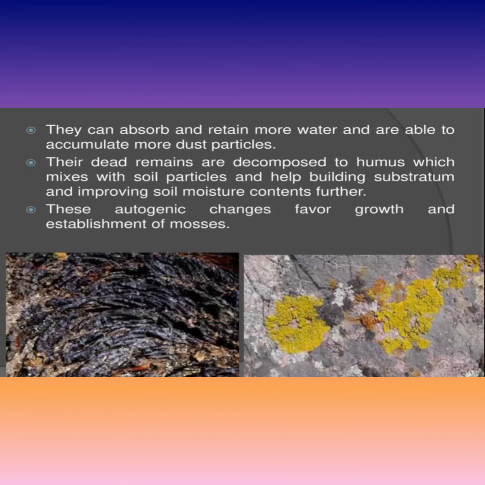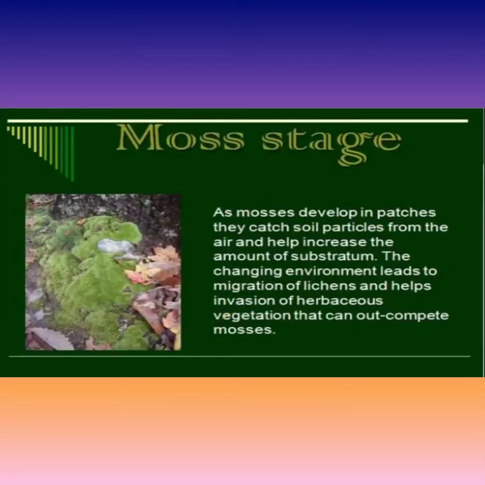They die and remain and decompose to humus, which mixes the soil particles and helps in building substratum and improving the soil moisture content further. These autogenic changes favor the growth and establishment of mosses. As mosses develop in patches, they catch the soil particles from the air and help in increasing the amount of substratum.